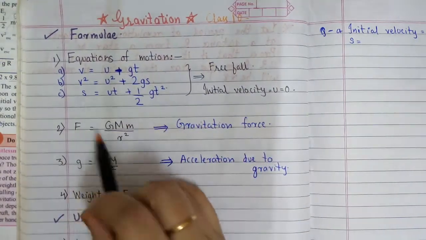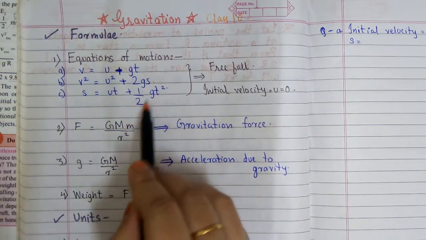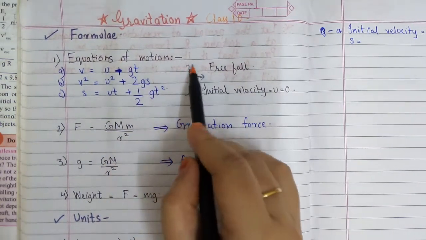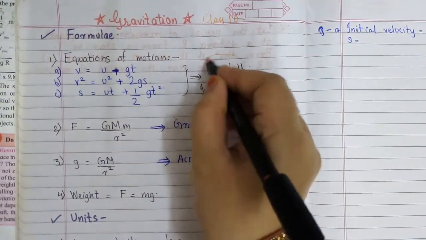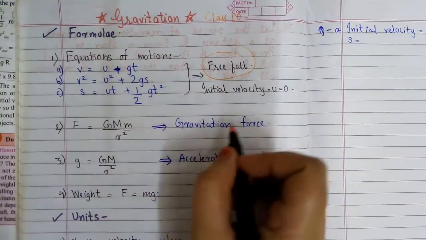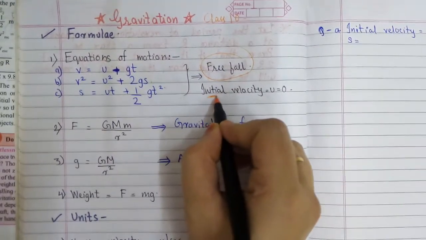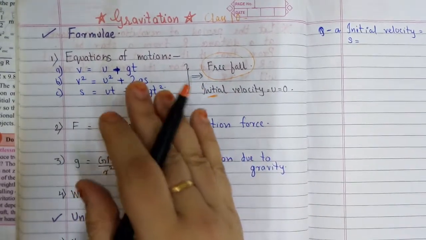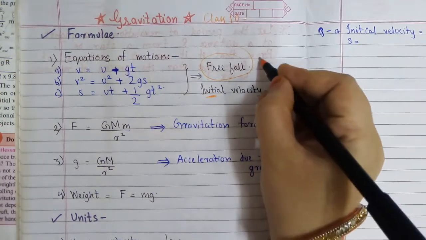The third equation is s equals ut plus half gt squared. These three equations will be required to solve the numericals based on free fall. In free fall the initial velocity will always be 0 because the object is at rest. So u equals 0 only in the case of a free fall.